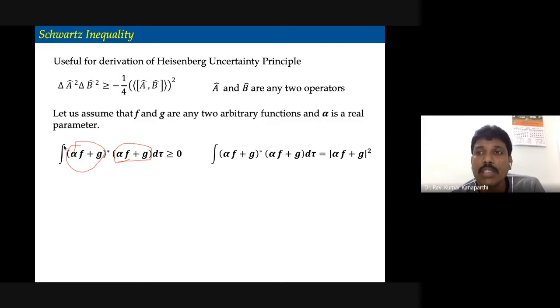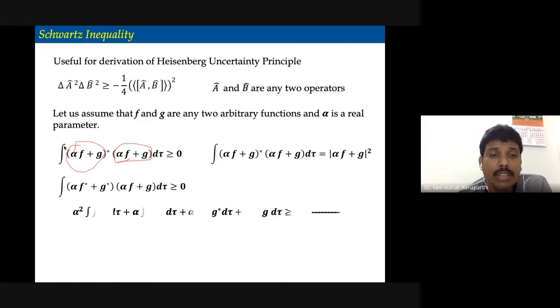Please remember that the probability is given by psi star psi. The integral of psi star psi d tau is the probability, which is also referred to as the modulus of psi whole square. So it is basically a probability. Please remember this. Now we have this relation and we will try to multiply these things, since we have the product.